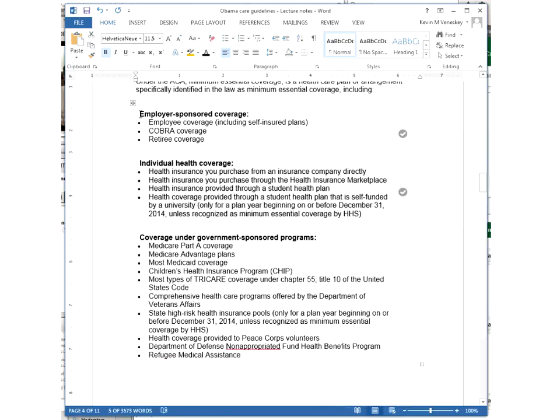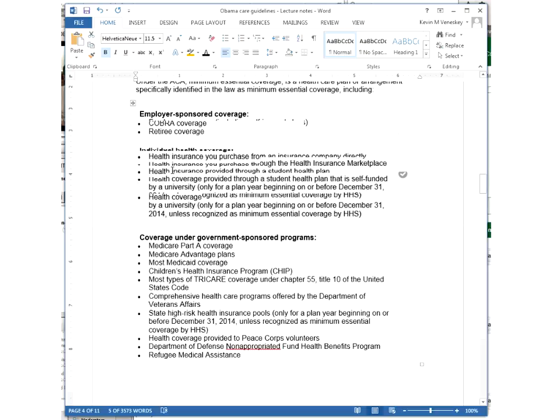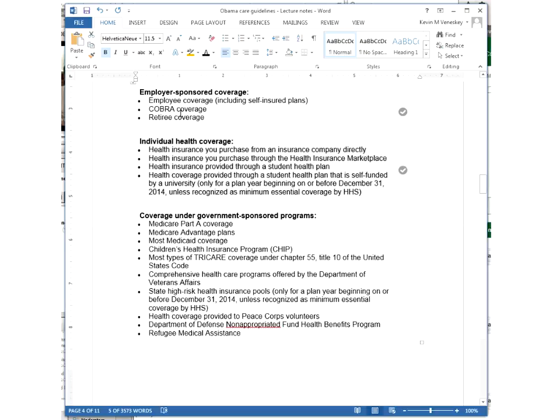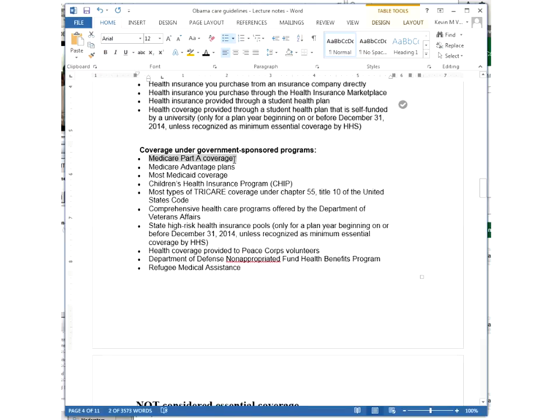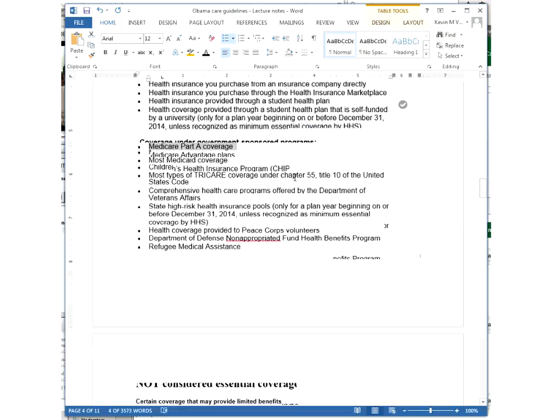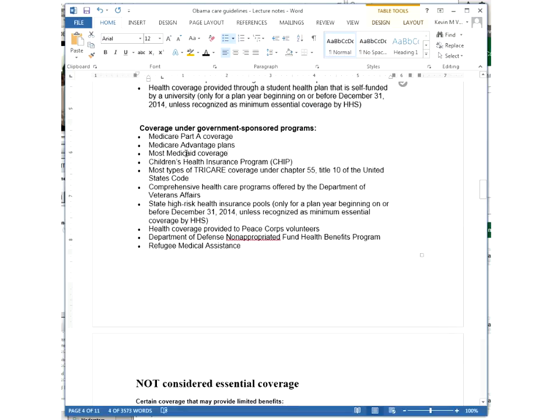What's minimal essential coverage? Well, we can look through these, and basically if you had insurance through your company, like you have for the last 10, 20, 30 years, not a problem, you are covered. The key thing, and then we can look at some of these retirement covered. If you have Medicare, that's fine. So here, Medicare Part A coverage.